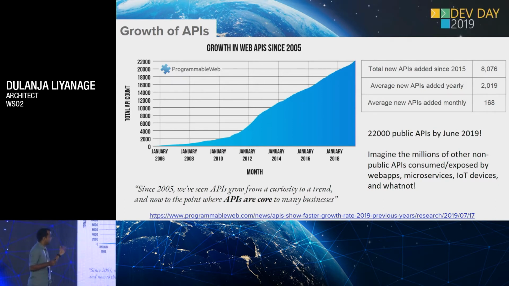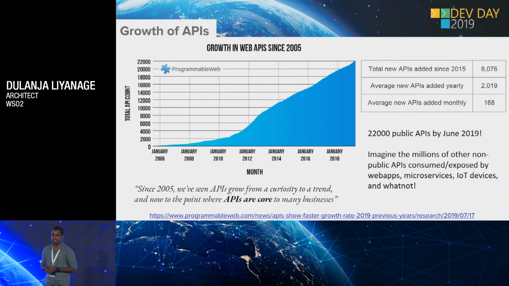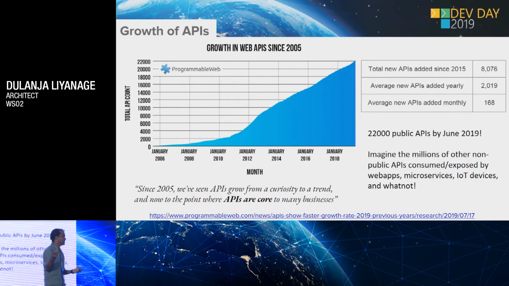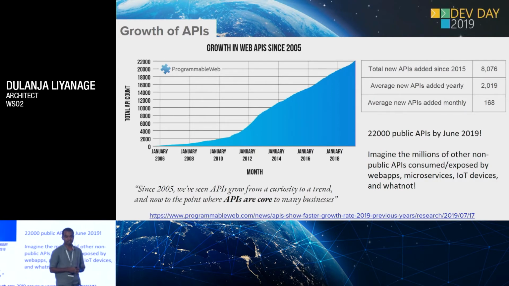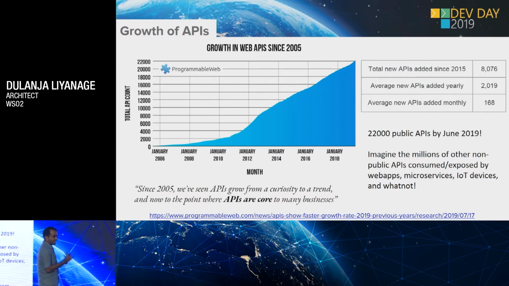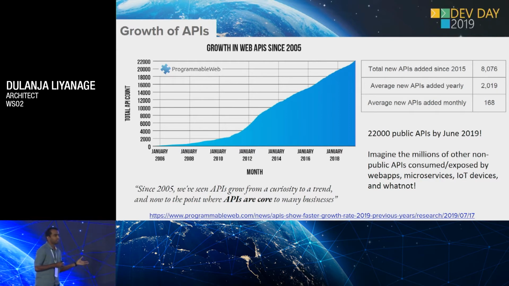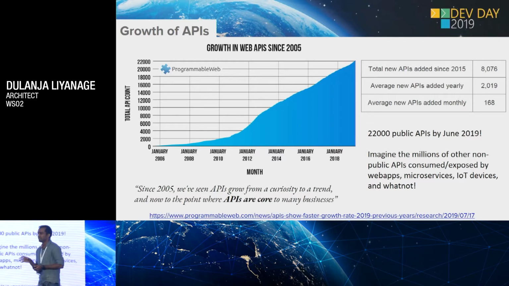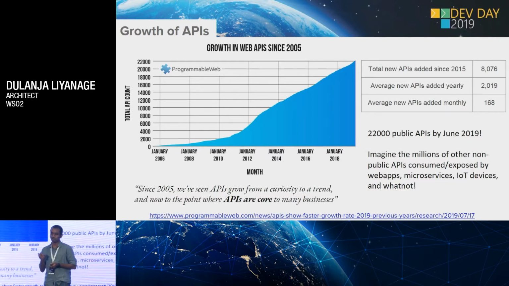So imagine the millions of other non-public APIs which are hosted or exposed through microservices, web apps, mobile apps, IoT devices, and whatnot, right? So there's a rapid growth that you can see. According to Programmable Web, APIs are now a core part of all businesses, be it REST, gRPC, or GraphQL. So it is important that we take steps to secure them, to access them securely.